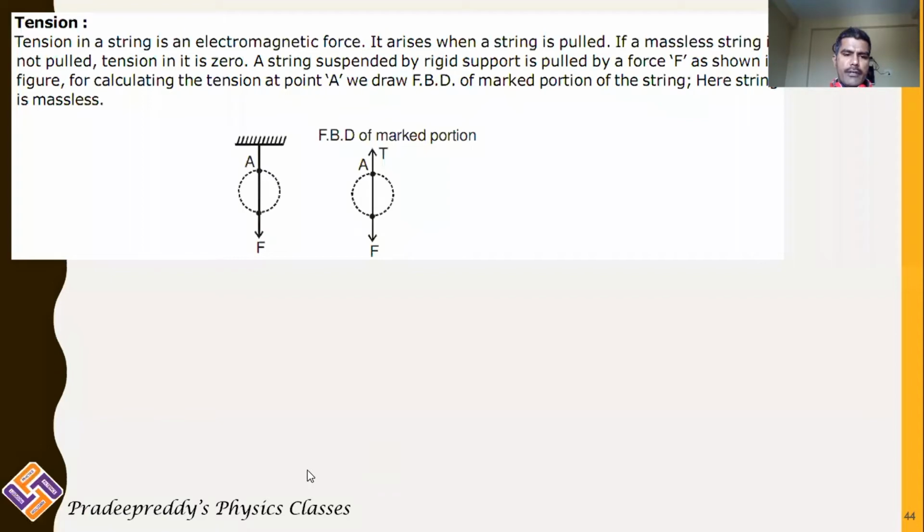Students, in the previous video lecture, we learned about free body diagrams, and we used free body diagrams to plot forces as well as find acceleration. We learned a few examples in the previous class.